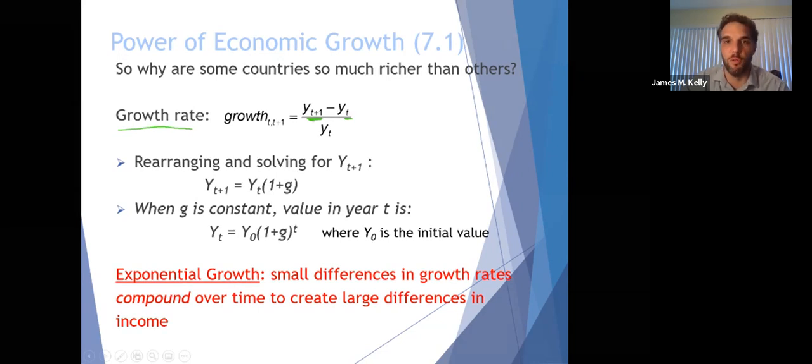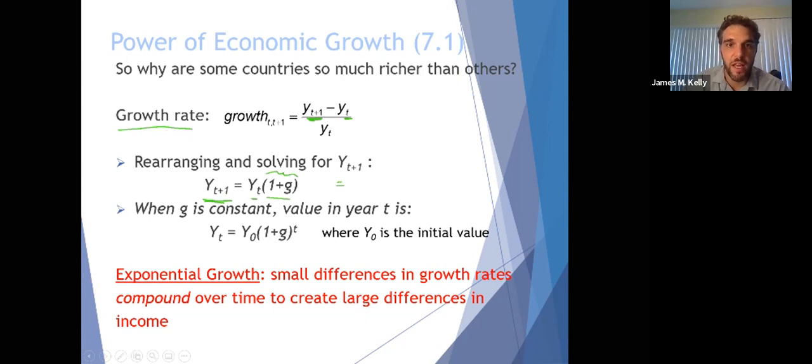We're looking at the difference over usually a year, over one time period, and then finding it as a percentage. Well, if we rearrange the growth rate formula and solve for tomorrow's value of a variable, let's say tomorrow's value of real GDP, we can find today's value and multiply it by 1 plus the growth rate. Okay, so that's this piece here.